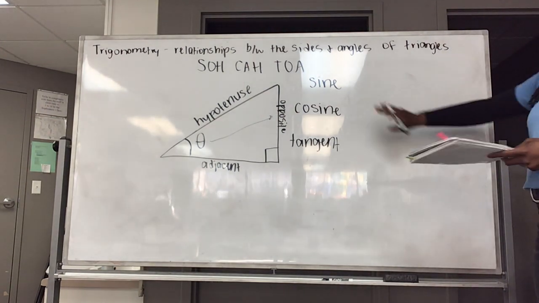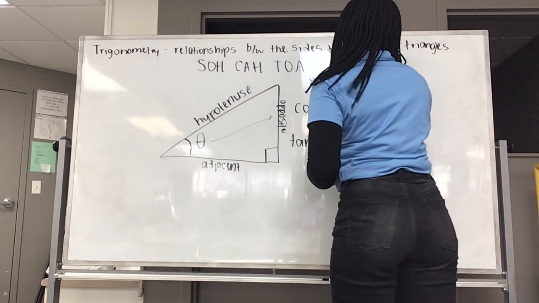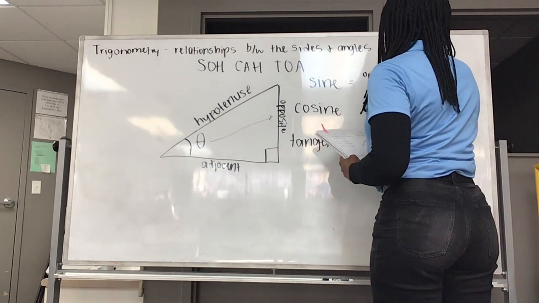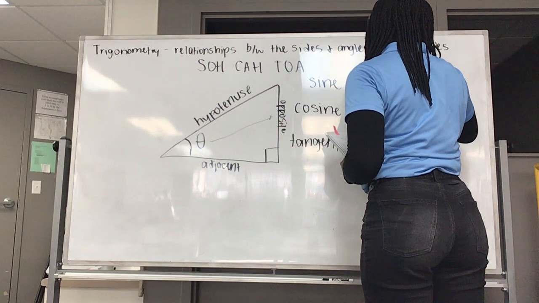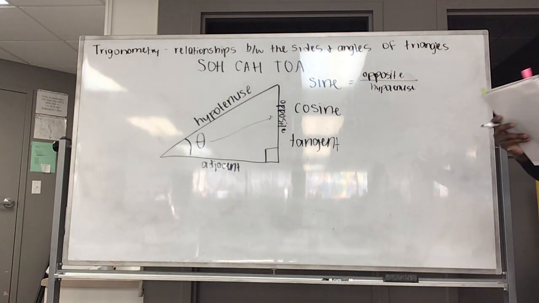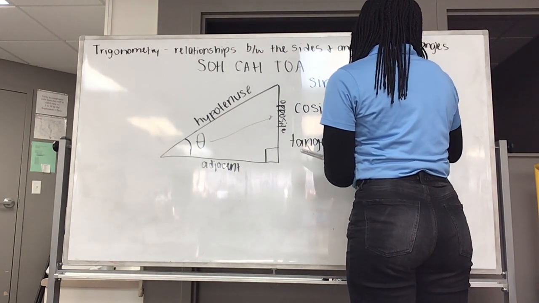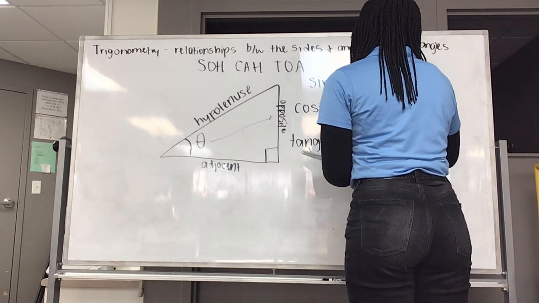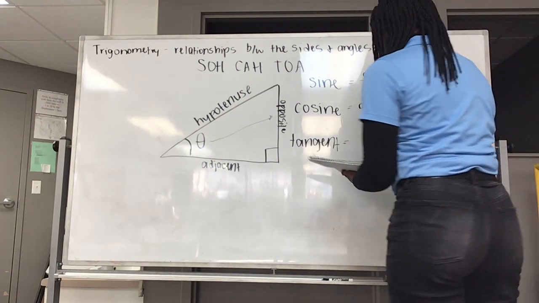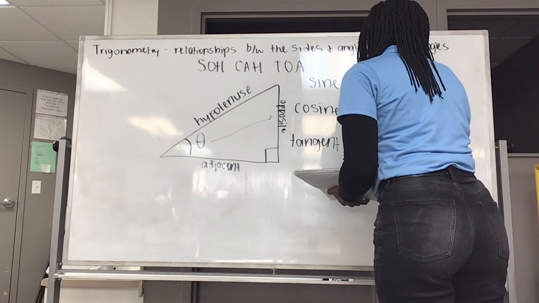Okay, so back to the sine, cosine, tangent thing. Sine deals with the opposite over the hypotenuse, in regards to any angle of our triangle. Cosine deals with adjacent over hypotenuse, and tangent deals with opposite over adjacent.